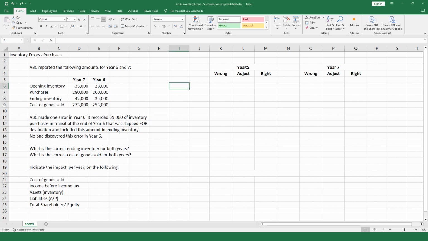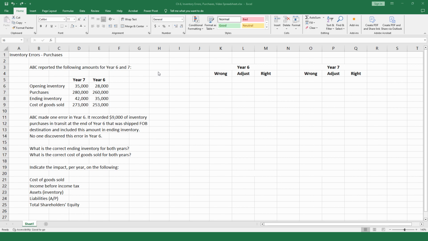I'm going to analyze it the way I always analyze any kind of inventory errors. I've got year 6, and then for one column I've got what's wrong, then I'm going to do an adjustment in the next column, and then the final column is the correct numbers. So again, year 7, I've got the first column is what's wrong, second column is the adjustment, and the third column is what is correct.